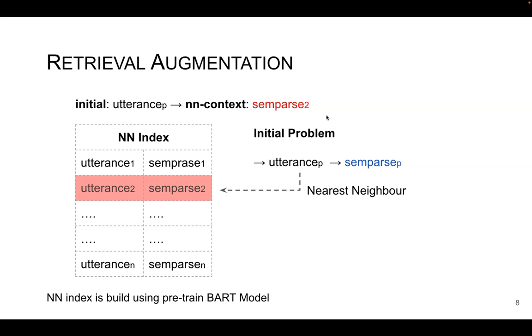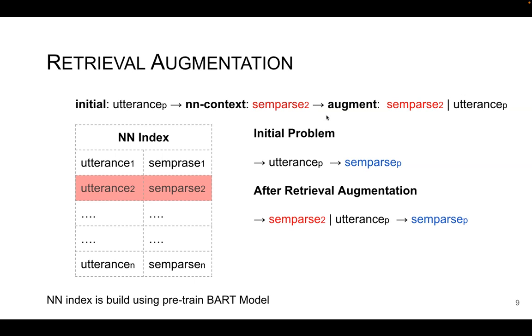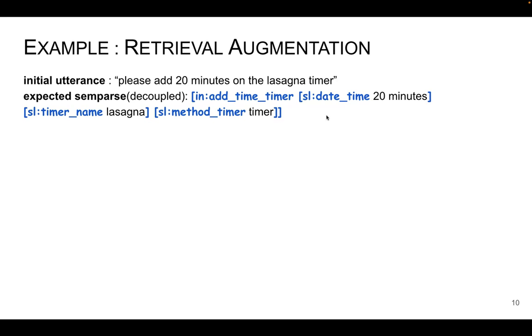Once you get the utterances, you take the nearest neighbor context. In this we are taking the semantic parse of the neighbor, which we found is better. You can even take the utterance of it. Then you augment this semantic parse with the utterance as additional context in the beginning. Now instead of solving the initial task where you are given an utterance to convert to a semantic parse, you basically have a nearest neighbor semantic parse plus the utterance, and the whole thing is converted to a semantic parse. You use this for training as well as in the retrieval setting.